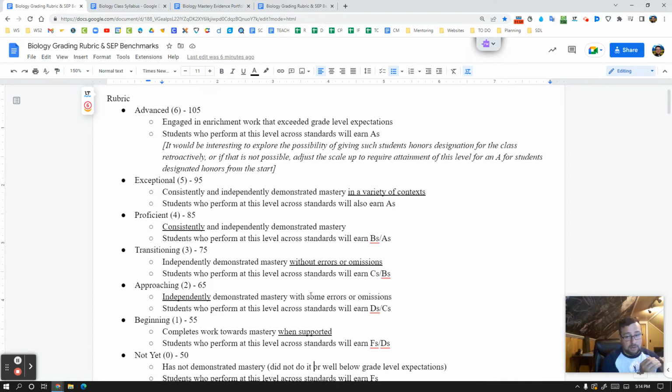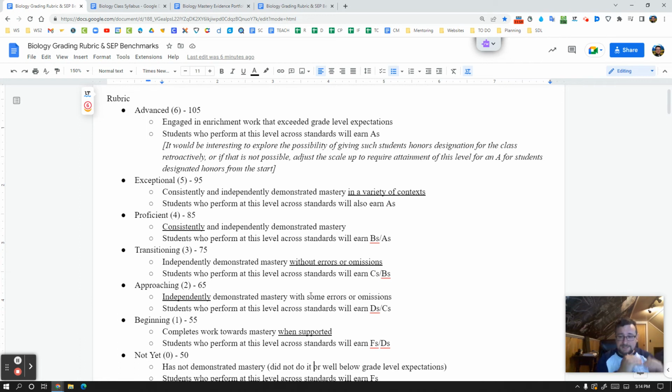Then you have transitioning at a 3 or 75%, proficiency, which is level 4 or 85%, and exceptional, which is level 5 or 95%. And in some cases, I might also include an advanced level, which will be considered honors credit or extra credit in the class, depending on the situation.